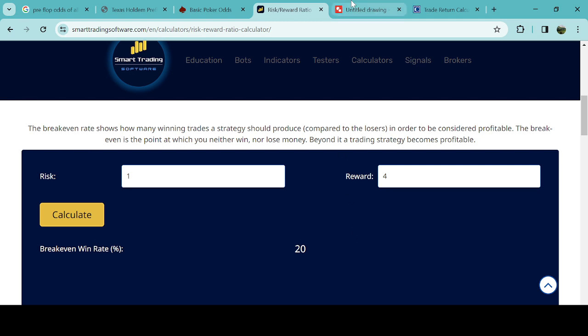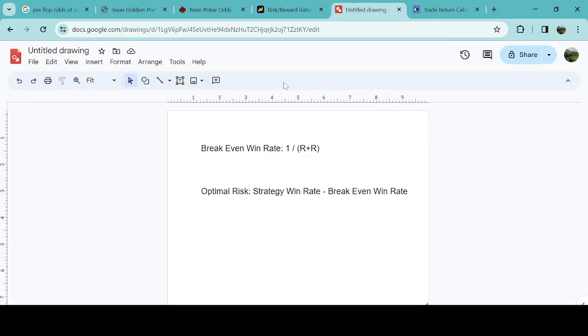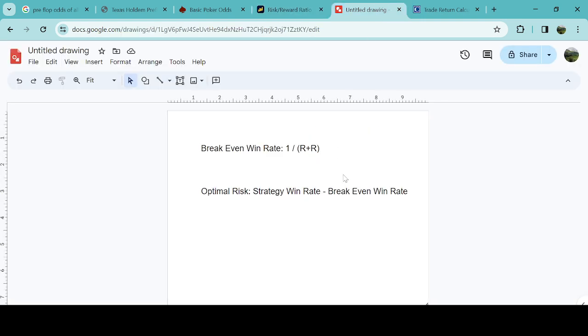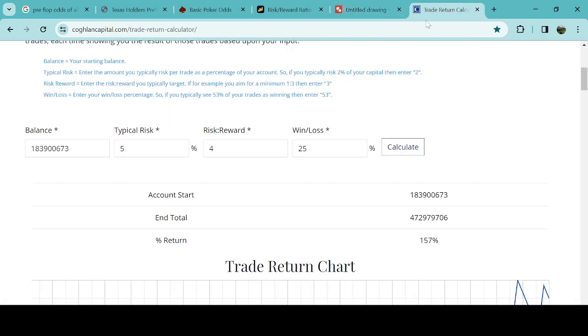How do you calculate the most to risk? Once you have the break-even win rate, 20%, and again, we're hypothetically saying we have a 25% win rate, we take 25%, subtract 20 from it, and you have 5%. 5%, that's how much you risk per trade. That simple. Watch this. Let's say you start with $1,000. You risk 5%, which we just calculated, 4 to 1, 25% win rate.